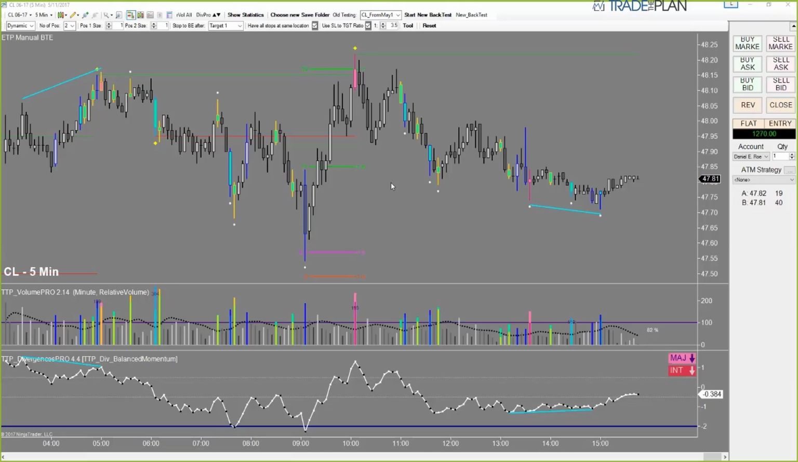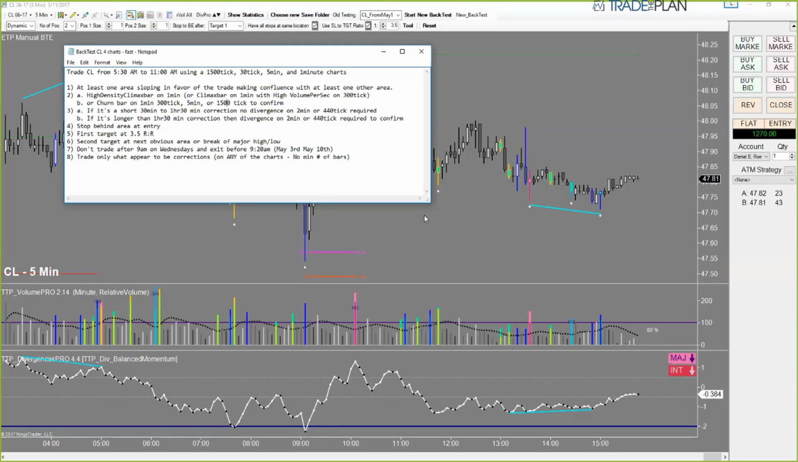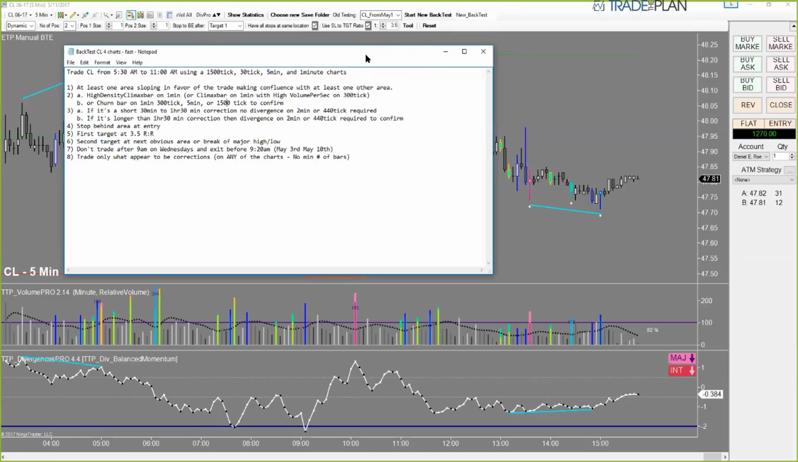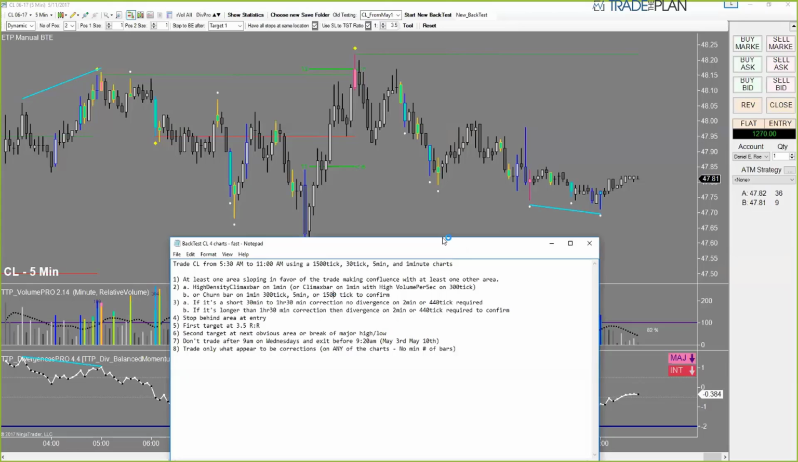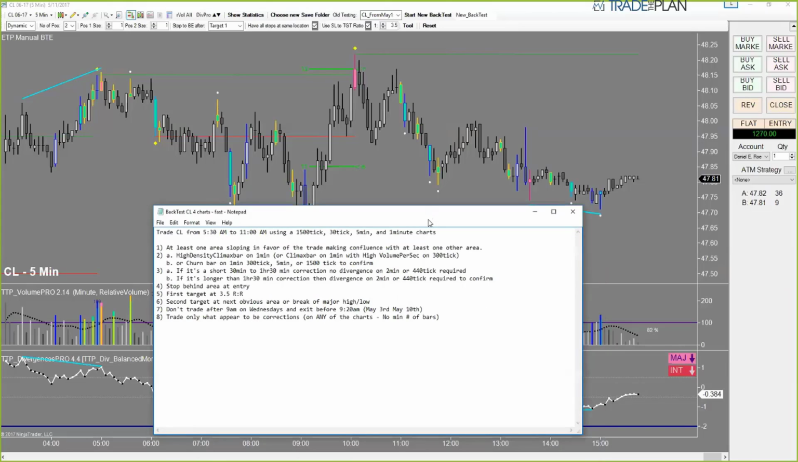All right, so let's go through. We'll start at May 1st. Let me go over the rules a little bit first. Rather than going for the larger setups like I was saying, which typically occur on the 20-minute or the hourly chart, I'm just going to use 4 charts here: a 1500 tick, a 300 tick, a 5-minute, and a 1-minute chart. And I'm only going to trade from 5:30 a.m. to 11 a.m.